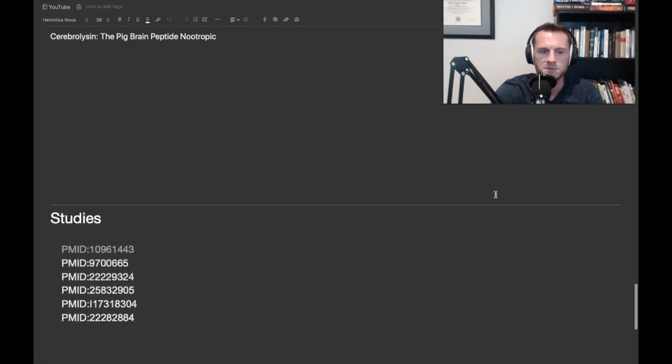Let's see. Here are some of the PMIDs that you can go on PubMed and look into, some of the studies that I've looked into. There's plenty more. I just referenced a handful of them there. I'm trying to think if I forgot anything about cerebrolysin. Overall, it seems pretty promising in the neurodegeneration space. Oh no, there were a couple of studies for Alzheimer's that showed people helped with like arithmetic.